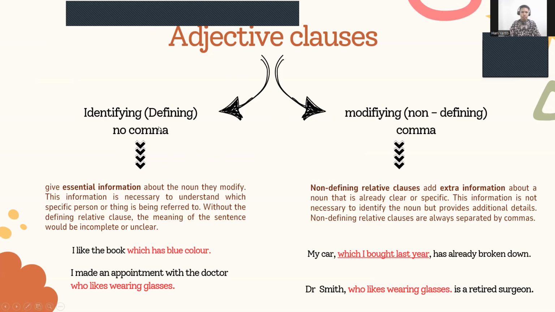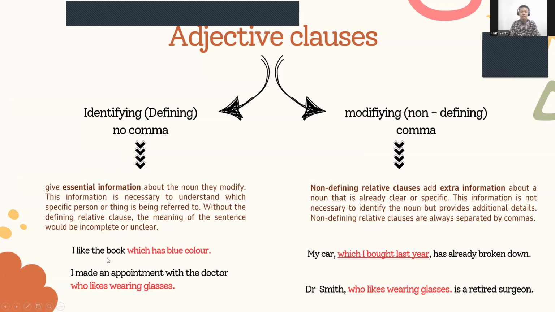Now let's go to the first type of adjective clause. Identifying means it's going to give essential information about the noun it modifies. This information is necessary to understand which specific person or thing is being referred to. Without the defining relative clause, the meaning of the sentence will be incomplete or unclear.